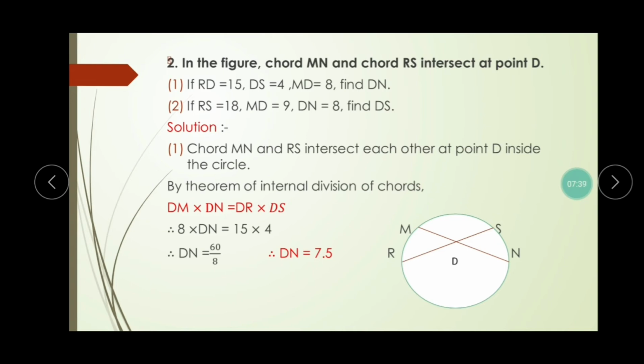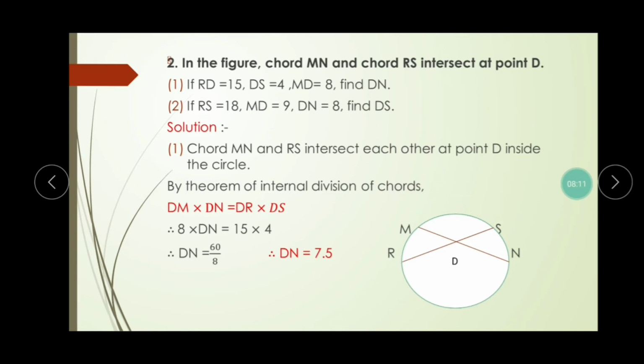Next problem. In the next problem we have been given two chords, that is MN and RS, which intersect each other at point D. Length of RD is given to us as 4 and length of MD is given to us as 8, and length of DS is also given to us, that is 4. We are supposed to find out length of DN.